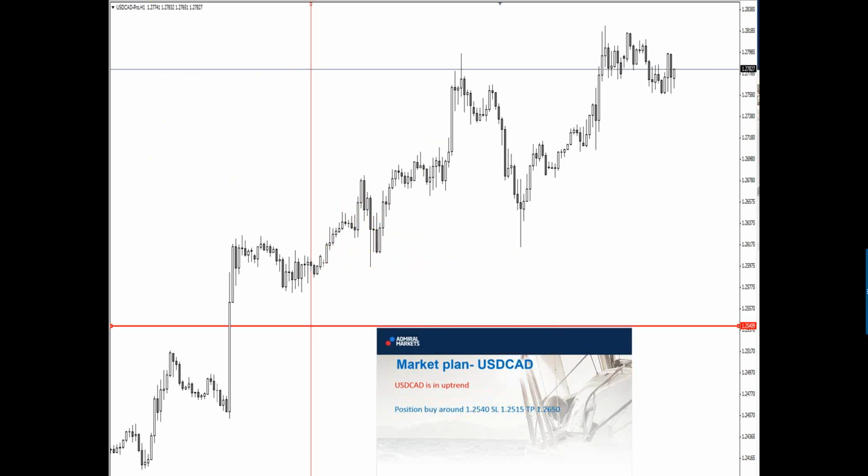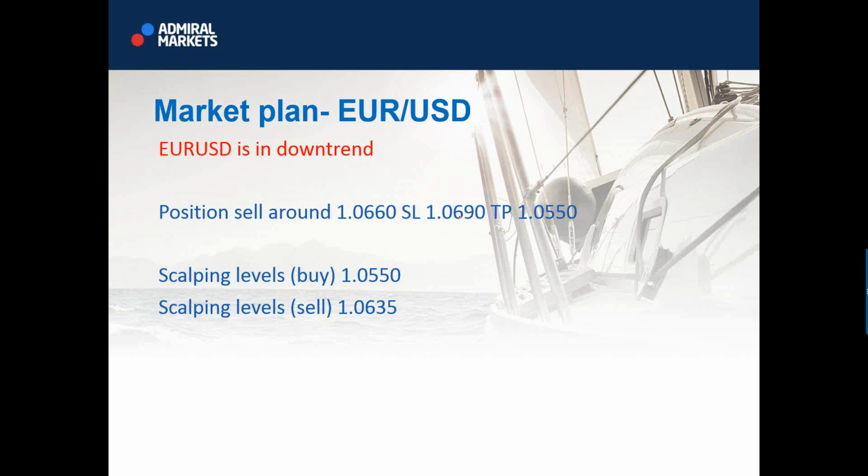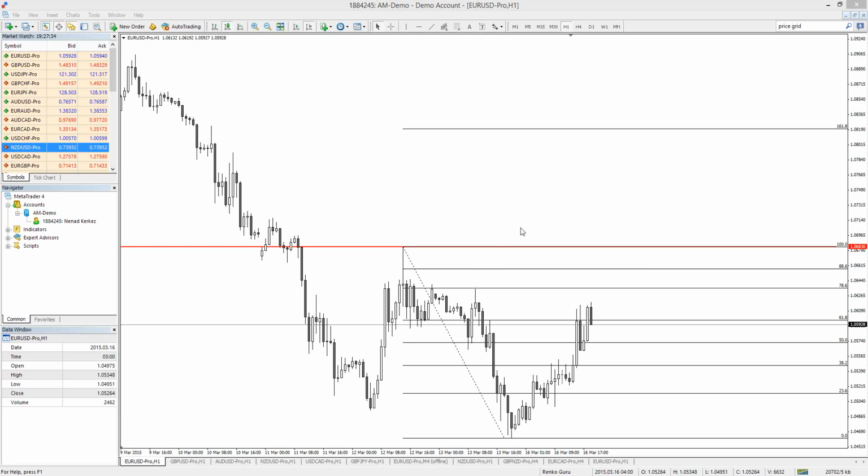Today, as you can see, we have a V-shaped reversal on the euro dollar. Now I will switch to screen. First potential trade is sell around 0.660 with stop loss 0.690, target 0.550. Okay, why do I think that? I will show you now.